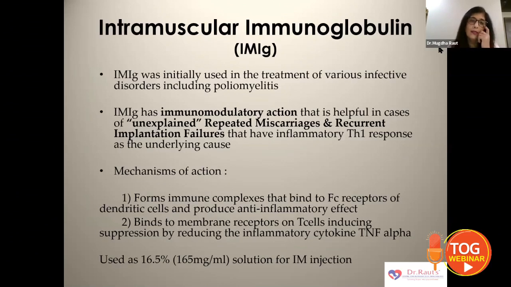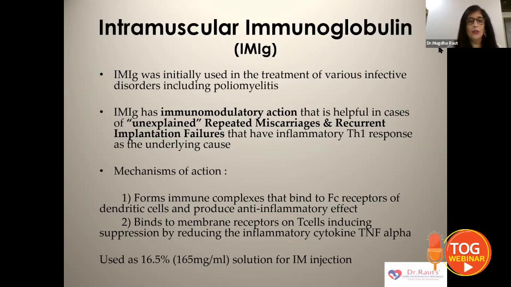So what are intramuscular immunoglobulins? Intramuscular immunoglobulin was initially used in the treatment of various infective disorders like poliomyelitis. Intramuscular immunoglobulin has immunomodulatory action that is helpful in cases of unexplained repeated miscarriages and RIF, which have inflammatory Th1 response as the underlying cause.